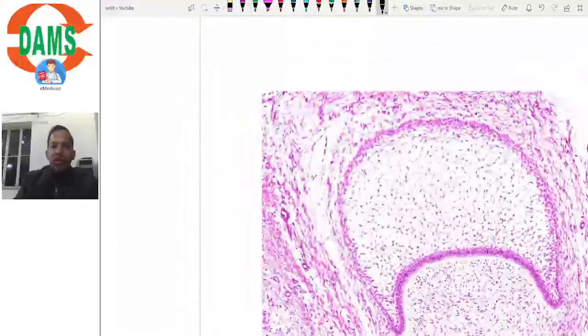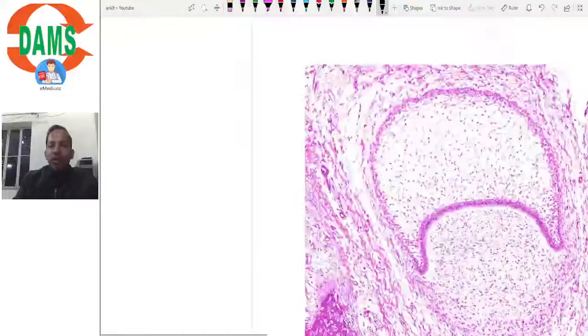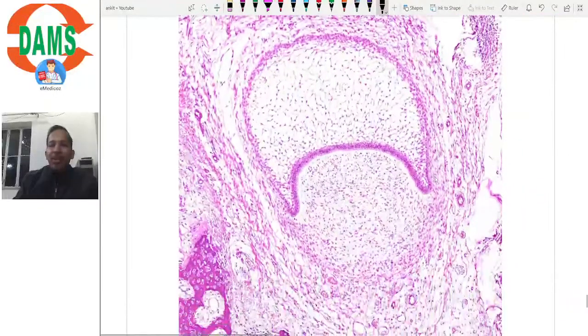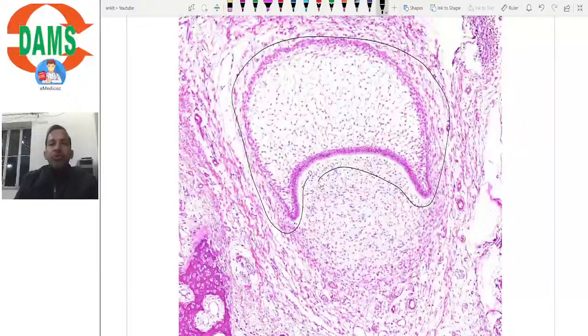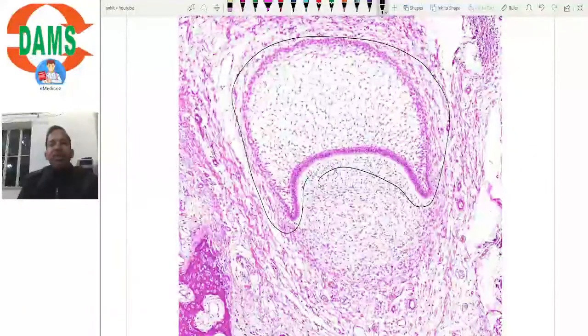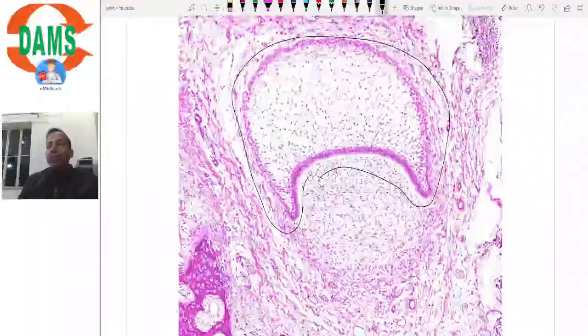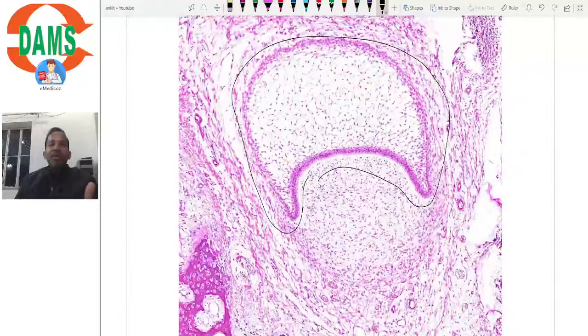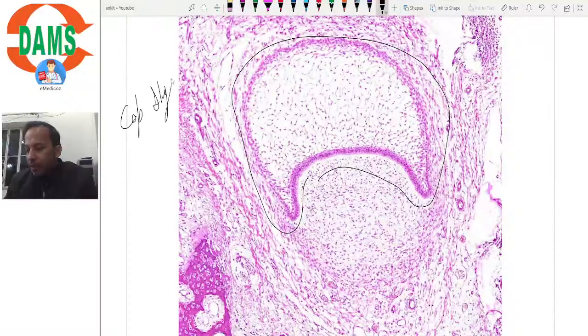So what is this stage of tooth development? This is the cap stage, isn't it? You can easily identify the shape of the cap. What happens in the cap stage? Stellate reticulum cells, outer enamel epithelium, and inner enamel epithelium are there, but the stratum intermedium is absent, isn't it? This is the cap stage, and which cells are absent?